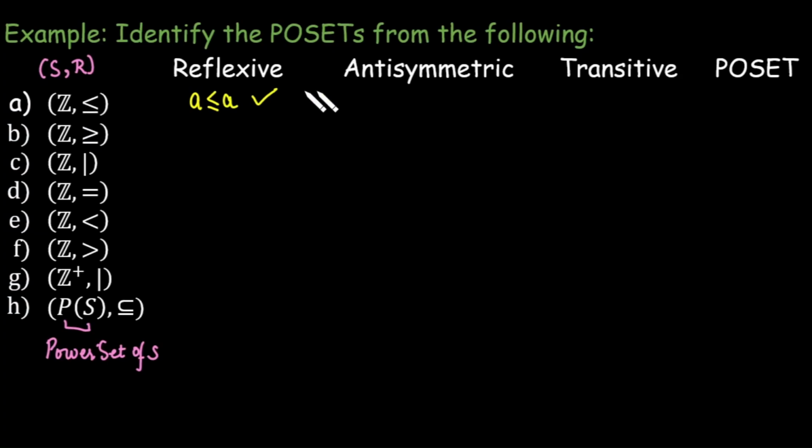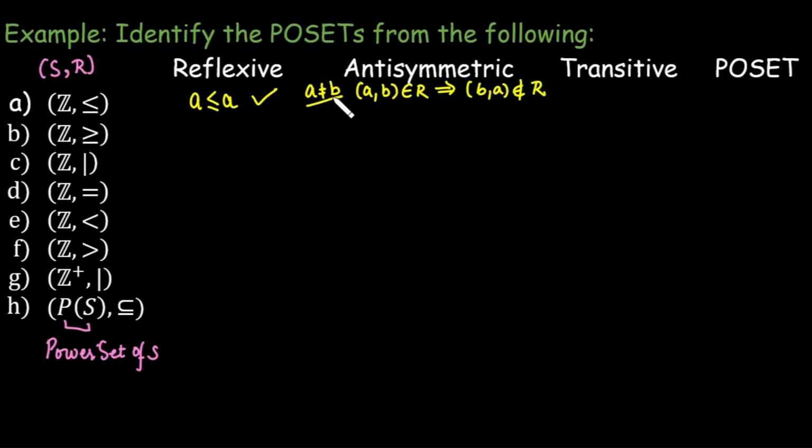Now, for antisymmetric, how do we check this? The first step is to remove the equality. Why? Because in antisymmetric, we can take such ordered pairs in a relation. We just need to check when a is not equal to b, and if (a, b) is a part of the relation, then the reverse should not be there.